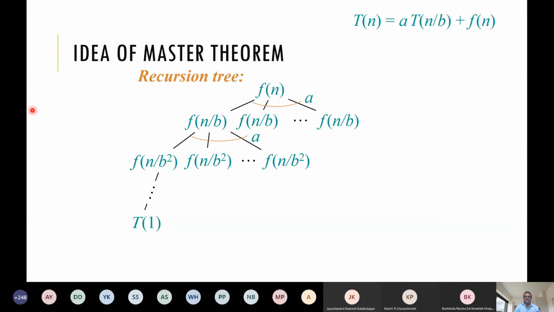Okay, so now let us go to the rough idea of the proof of the master method. So why are these three cases coming? In the textbook, the proof is given in a different form, but we can draw the recursion tree and roughly get the proof idea. Now this is the recurrence, T(n) = aT(n/b) + f(n).